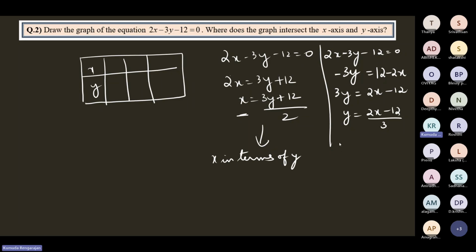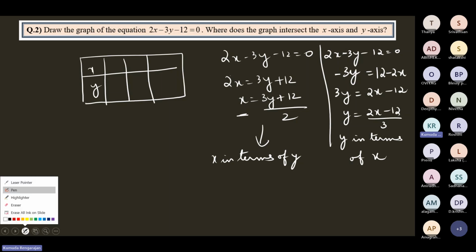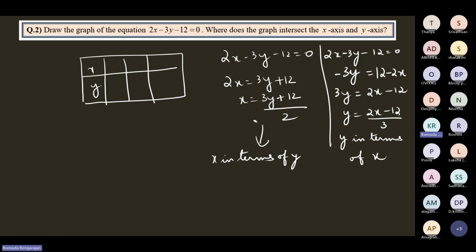And this is writing y in terms of x. Writing y in terms of x. The first one is writing x in terms of y. And the second one is writing y in terms of x. That is, when you write it as x is equal to, then you're writing x in terms of y. When you write y is equal to, then you're writing y in terms of x.